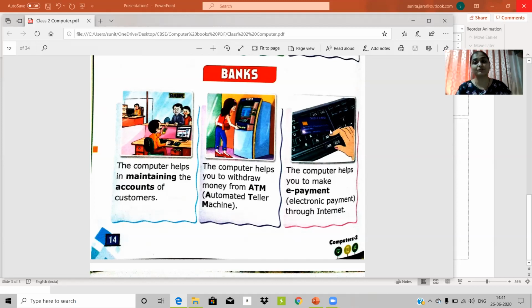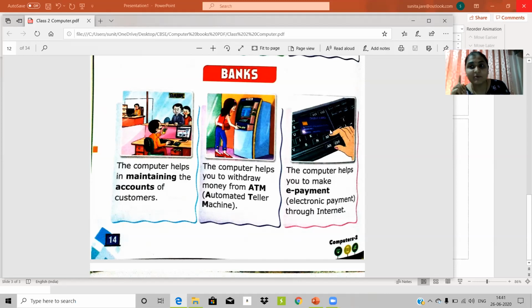And what you have used to do the payment, you have used the computer or maybe laptop or maybe mobile phone, right? So yes, that is one of the uses of computer, because when you make an online payment, the amount will be deducted from your bank account.